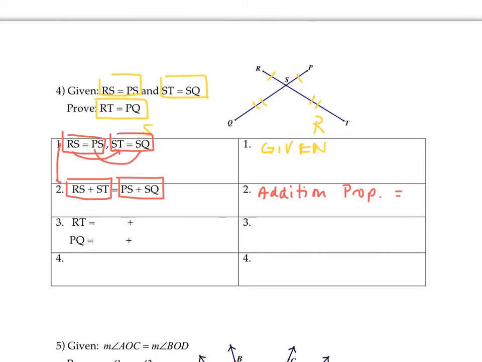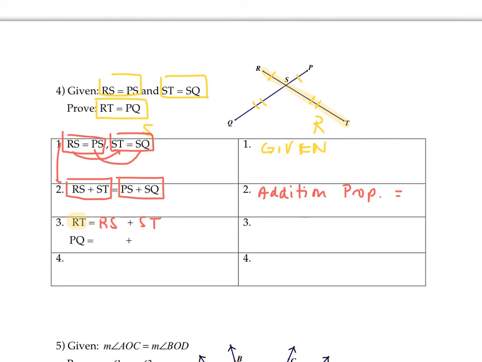Okay, and the next step, I'm asking you to identify what segments make up line segment RT. So check out RT. It goes from R through S to T. Okay, so line segment RT is made up of two pieces, and those two pieces are RS and ST.